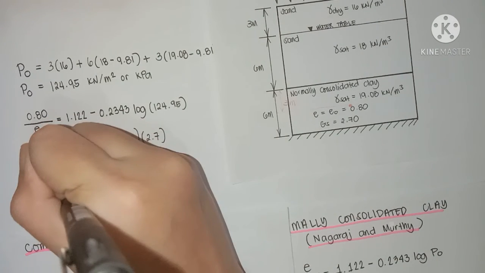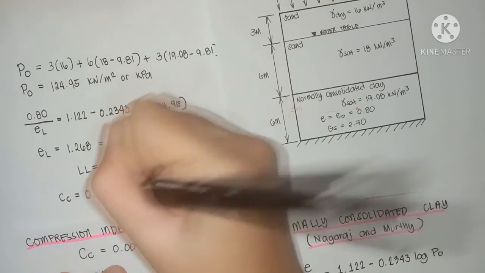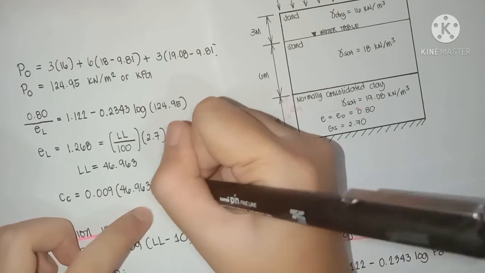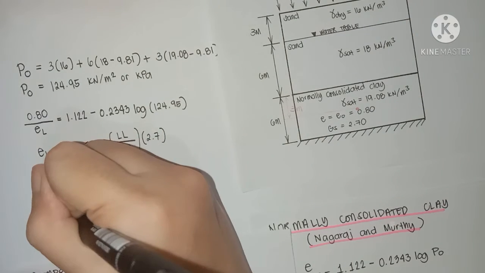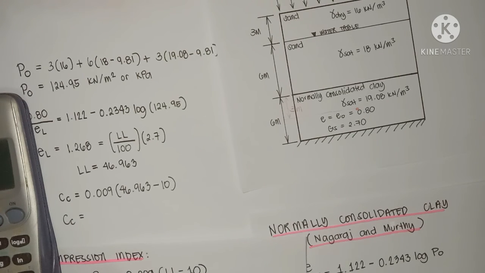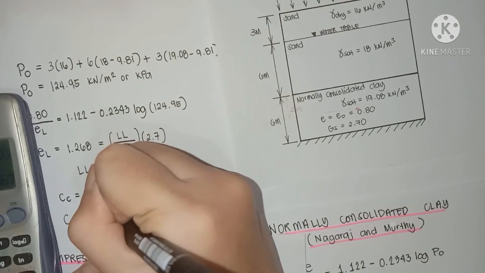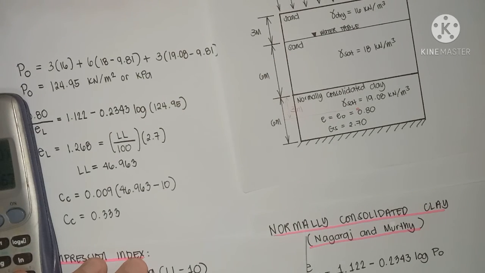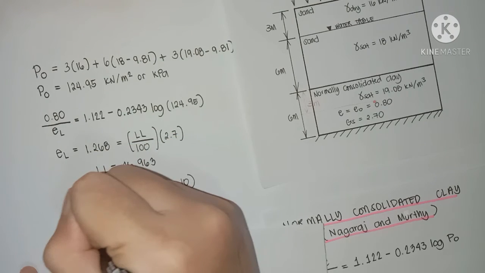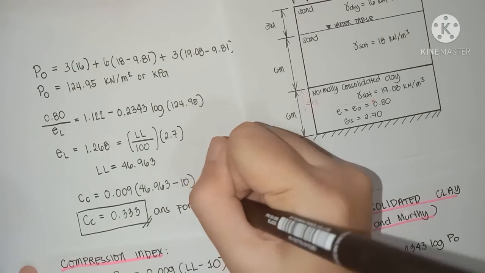So, masasolve na natin si compression index, which is Cc is equal to 0.009 times liquid limit minus 10. So, Cc is equal to 0.009 times liquid limit natin na 46.963 minus 10. So, ang ating compression index now is equal to 0.333. So, ito na yung answer natin for number 1. Answer for number 1.